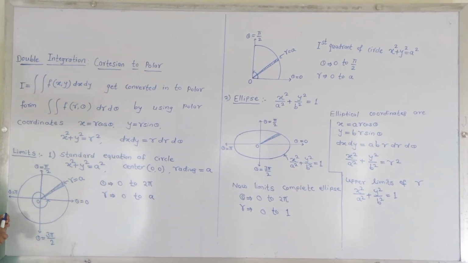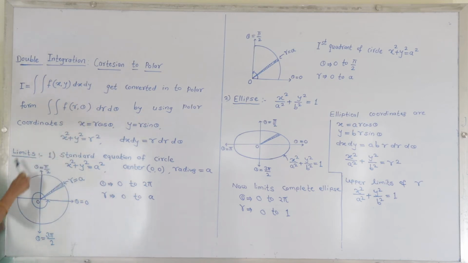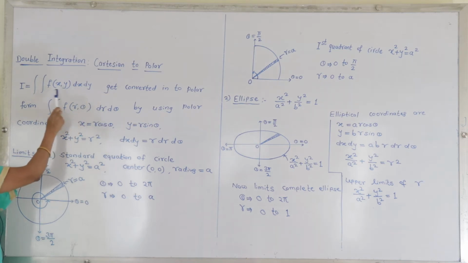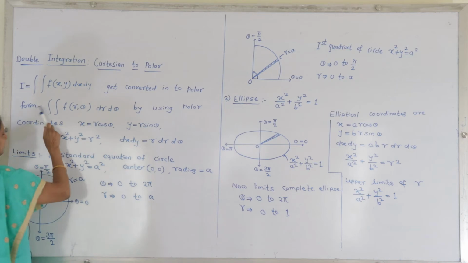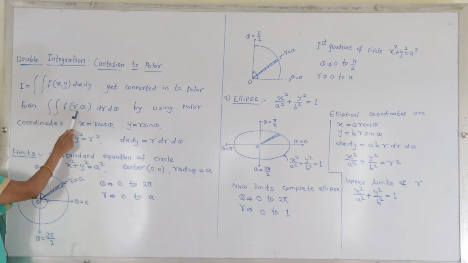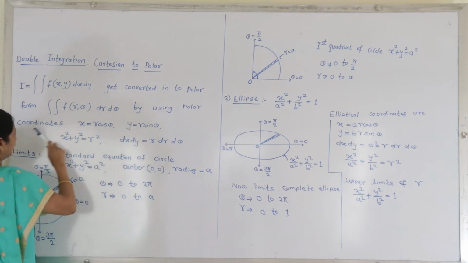Our next topic is double integration from Cartesian to polar. Now the integral form is double integration f of x y dx dy. This is a Cartesian form. It gets converted into polar form: double integration f of r theta dr d theta, by using polar coordinates.